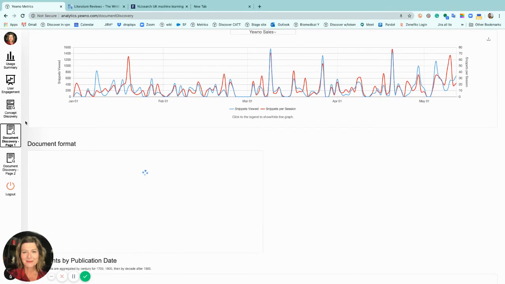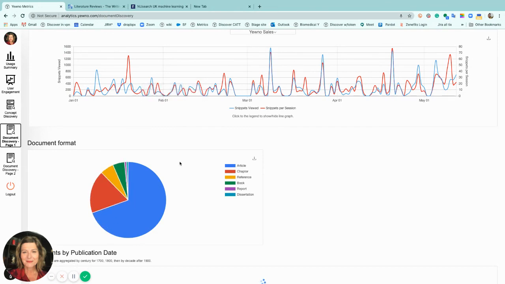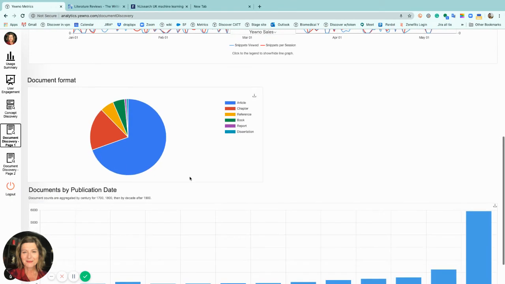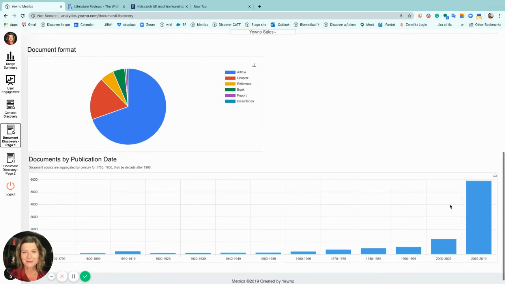Then the next page, we have document discovery. And this gives you some interesting information on what users did once they were in a session with Yewno Discover, how many looked at snippets, and how many snippets were looked at per session, and what was the information. So you can see the bulk of the information was in an article format. But there's also book chapters and reference books. There's reports. There's all sorts of different information. And then here we can see documents by publication date. So the bulk of them is from 2010 to 2019. And then by decades, the information is broken down to the left.